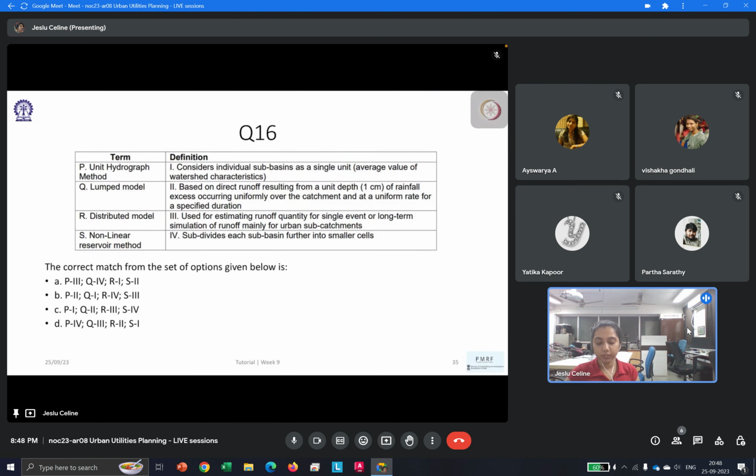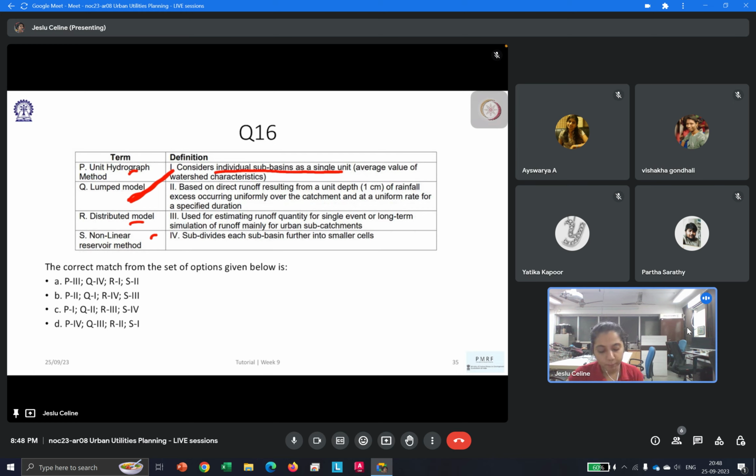Unit hydrograph. So there are different terms: unit hydrograph, lumped model, distributed model, and non-linear reservoir method. One considers individual subbasins as a single unit. Average values of the watershed characteristics are taken. Which model considers individual subbasins as a single unit? Is it the unit hydrograph method, lumped model, distributed model, or non-linear reservoir method? Lumped model, very good. Lumped model considers individual subbasins as a single unit.